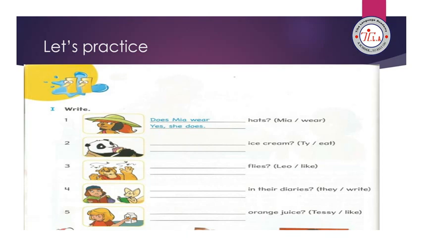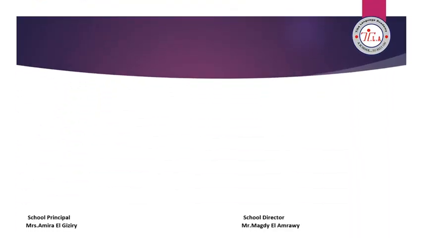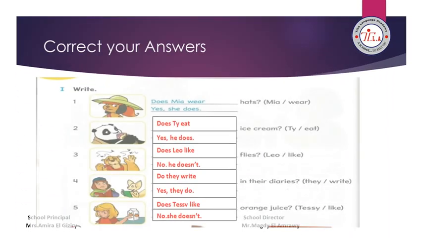Then I will look at the picture. Can you see any hats here? Yes. So my answer is yes. After yes or no, I put comma and then cross this. Cross between does and Mia. I will write Mia or she. She. Yes, she. Yes, she what? Yes, she does. Next, I want you to finish these questions by yourself and then we will check your answer later. Okay, let's see your answers here.